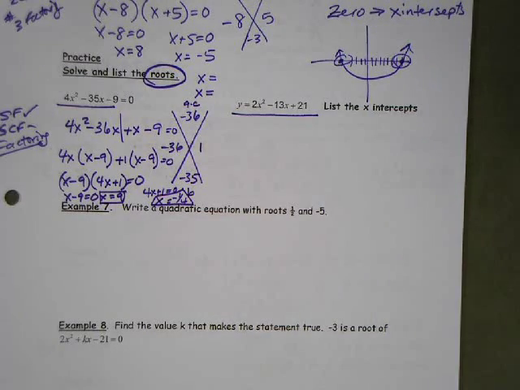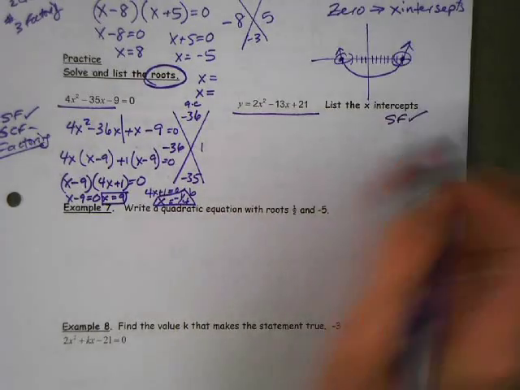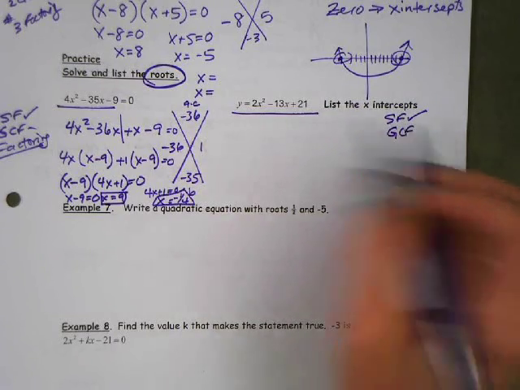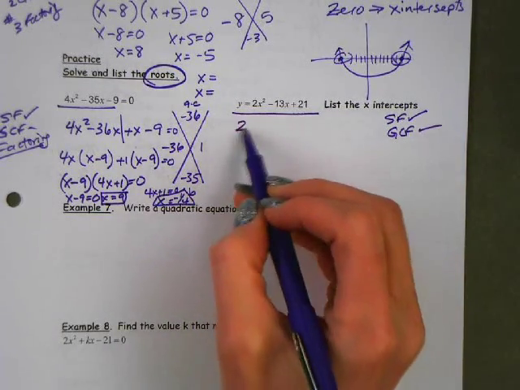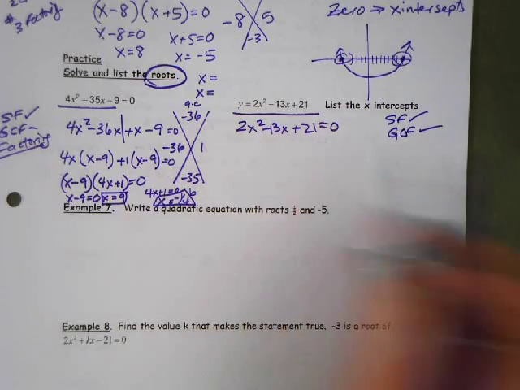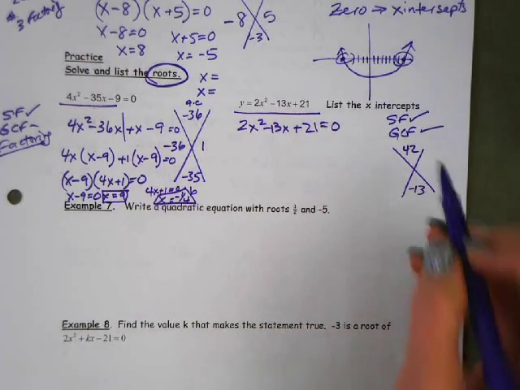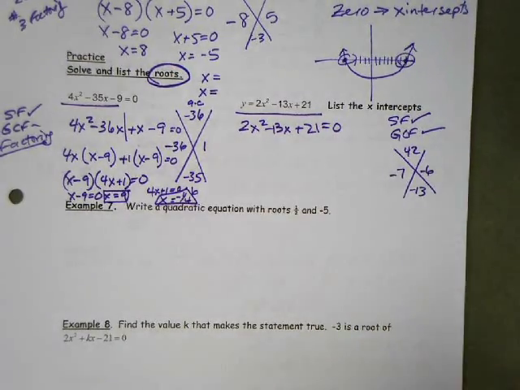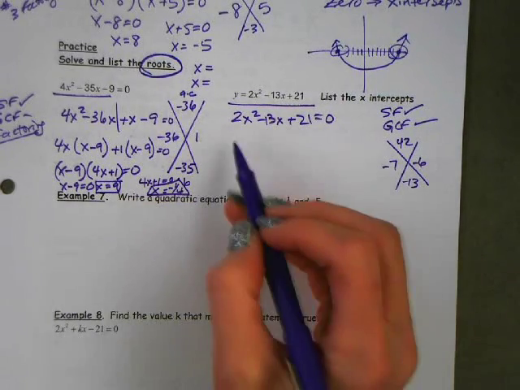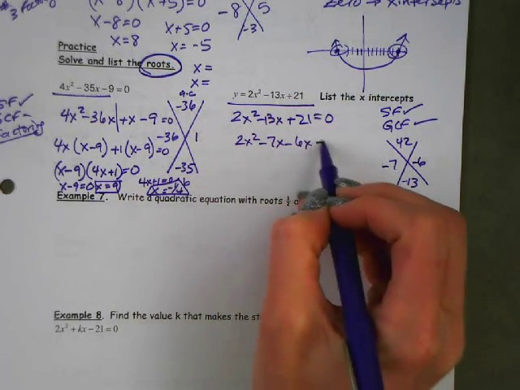For this one, again, standard form is done. It's in order from highest to lowest. Greatest common factor, there is nothing I can pull out. So I want to set them equal to 0. Now I need to find the factors of 42 and negative 13. 7 and 6, if they're both negative, multiply together to give me 42 and add together to give me negative 13. I'm going to rewrite that middle term: 2x squared minus 7x minus 6x plus 21 equals 0.